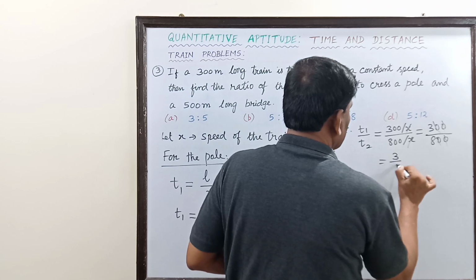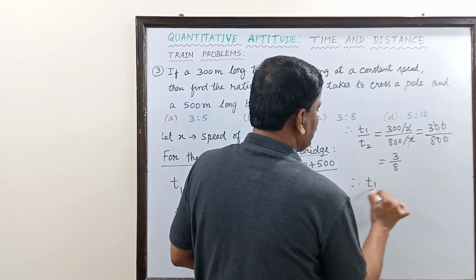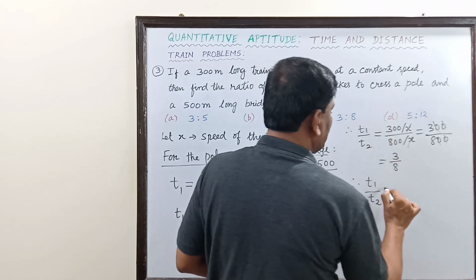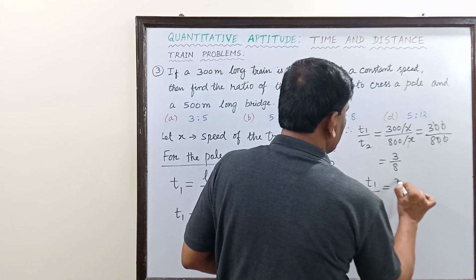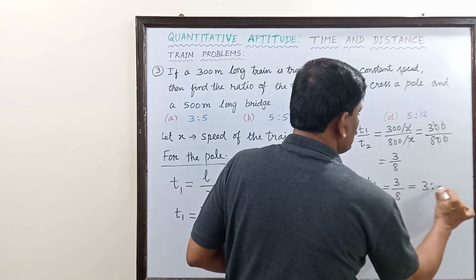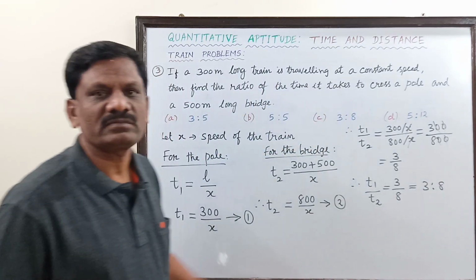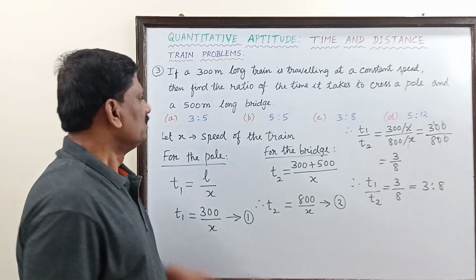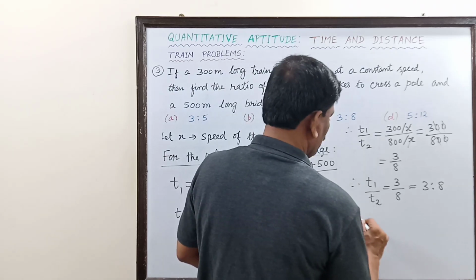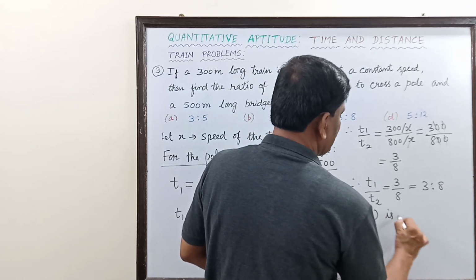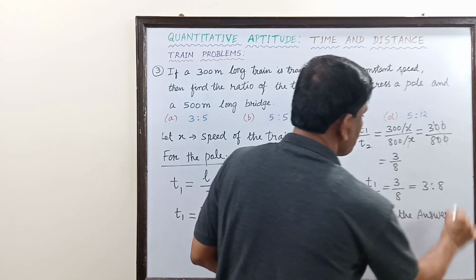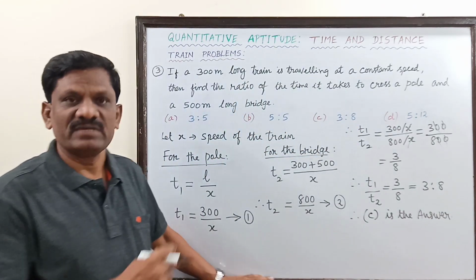Now the ratio of the time taken by the train to cross the pole and the bridge, that is t1 by t2, is equal to 3 by 8. That is, 3 is to 8 is the ratio. So which is the right option? It is option C. Therefore, option C is the correct answer. I hope you must have understood well. Fine.